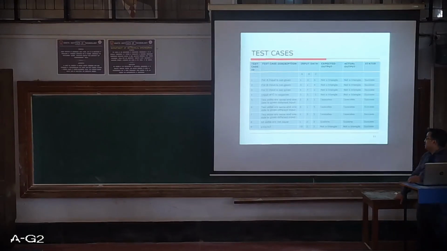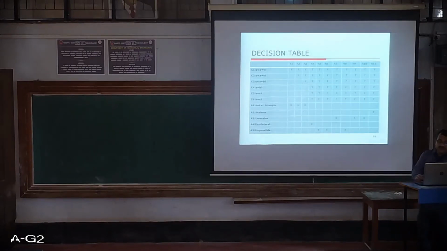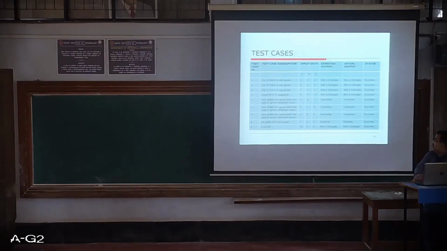Similarly, for the first three test cases, we have intentionally removed one of the values. We have not put one value. If you do not put one value, then this condition is bound to be false, whether it is C1, C2, or C3. When this condition becomes false, the triangle cannot be formed. So it's not a triangle, and the status is success because both the expected output and the actual output match in the test cases.